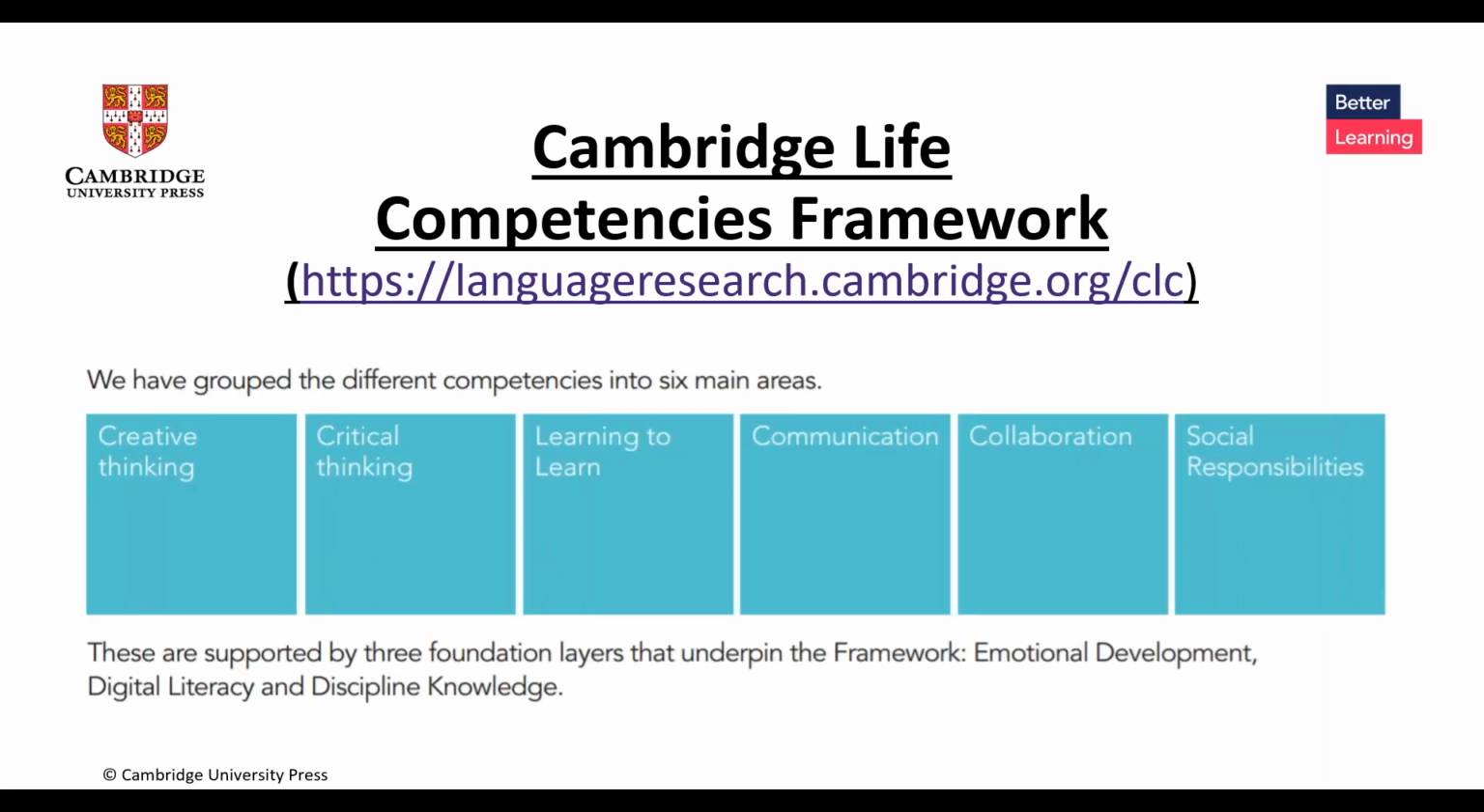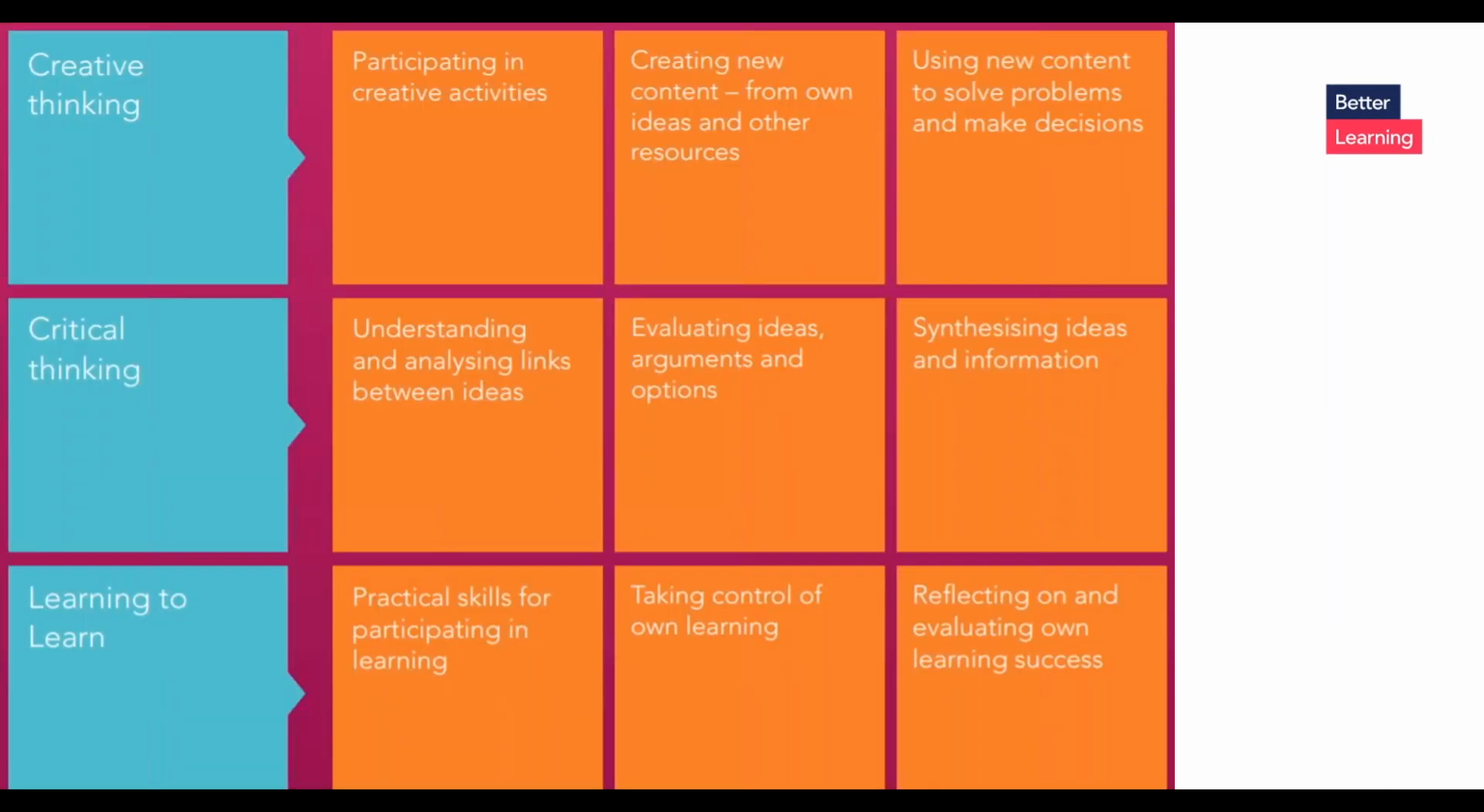So what the Life Competencies Framework does, it looks at 6 particular areas: creative thinking, critical thinking, learning to learn, communication, collaboration, and social responsibilities, and looks at how those competencies can be developed within the classroom. So how ELT can be used to advance those particular competencies, and vice versa, how those competencies can be used in order to maximize English language acquisition. And if we break it down, we can see some of those specific things in practice.